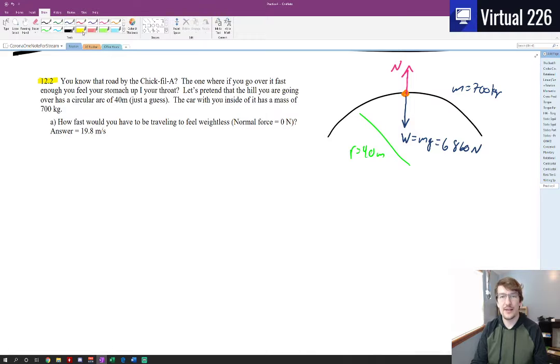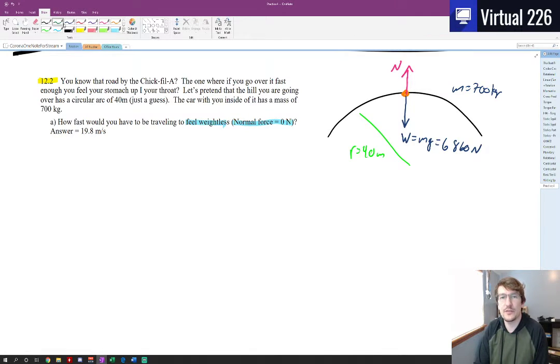Now, the problem is asking us here, how fast would we have to be traveling to feel weightless? That is, the normal force equals 0, because at that point you don't have anything pushing back up on you, you feel nothing. Now, we know the answer here is 19.8 meters per second. Let's see how we get this answer.